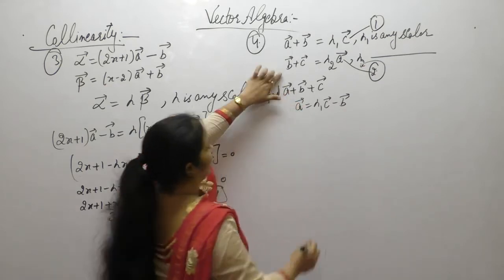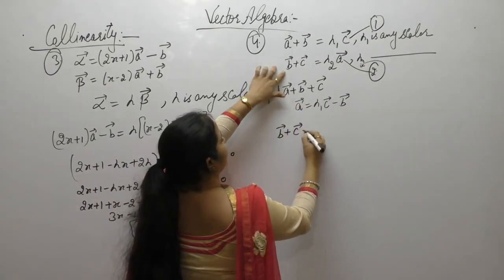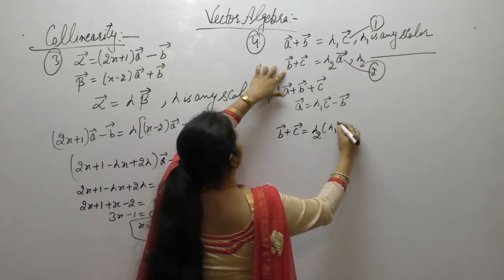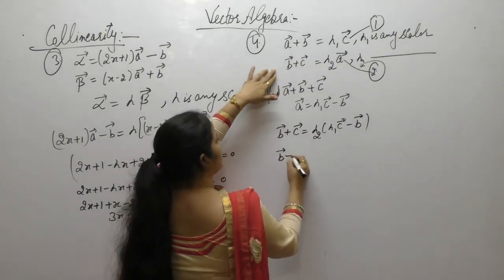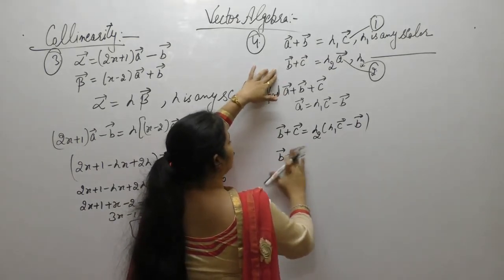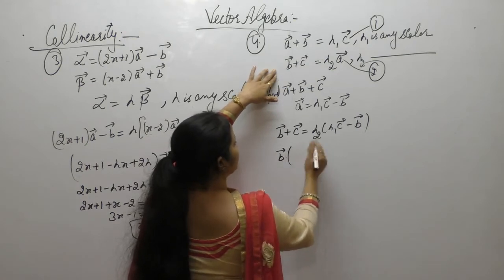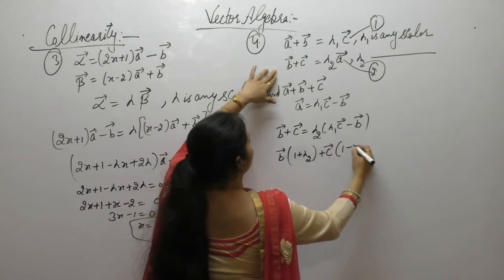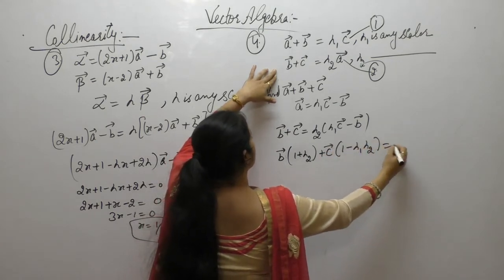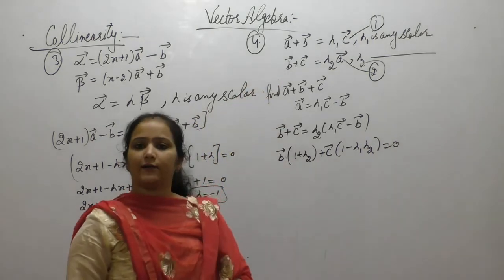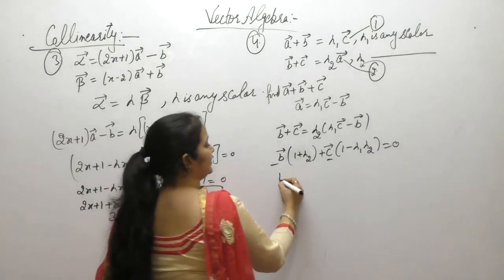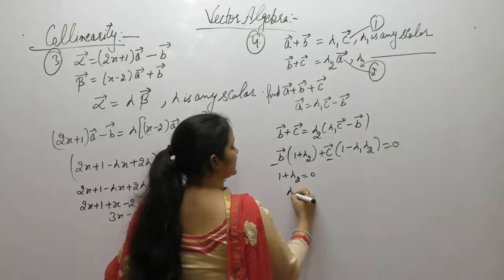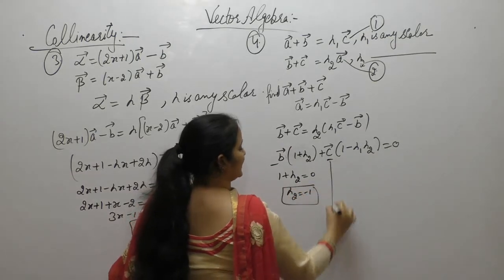Now put the value of A in equation 2. B vector plus C vector equals lambda 2 into (lambda 1 C vector minus B vector). So it becomes B vector (1 plus lambda 2) plus C vector (1 minus lambda 1 lambda 2) is 0. A, B and C are non-null vectors, means the value of A, B or C vector is not 0. Therefore 1 plus lambda 2 is 0, that is lambda 2 has value minus 1.